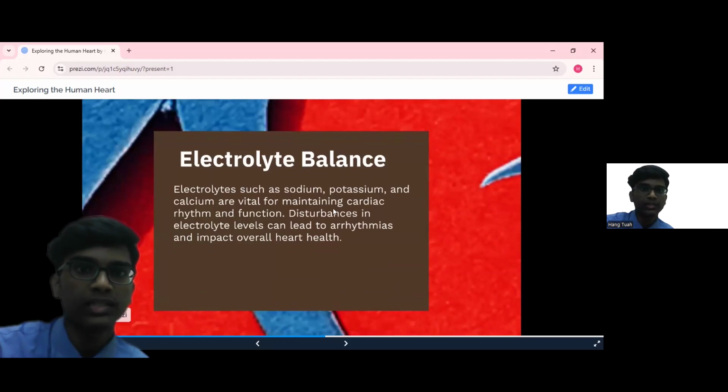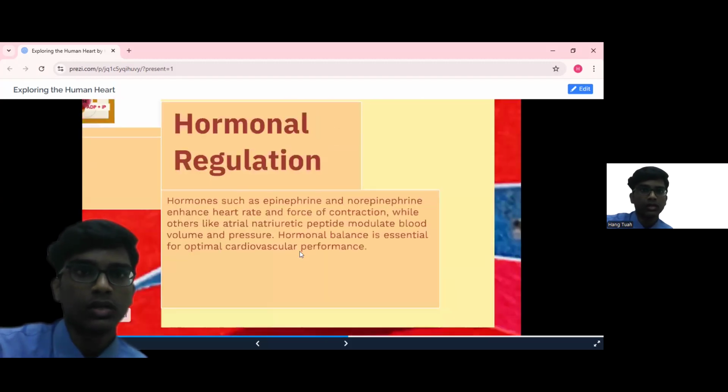The next we will be looking at the electrolyte balance. Electrolytes such as sodium, potassium, and calcium are vital for maintaining the cardiac rhythm and function. Disturbances in electrolyte levels can lead to arrhythmias and impact overall heart health.